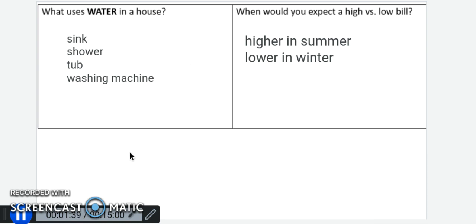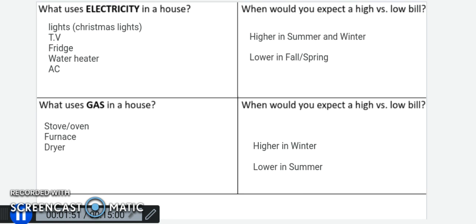What would you use gas for? Your stove, your oven, your furnace, and your dryer. And when would you expect a high bill for those? Winter, because you're bumping up that furnace, and lower during those summer months. So those are just a couple things. If you could think of anything else, you're probably not wrong. Those are just what I could think of.